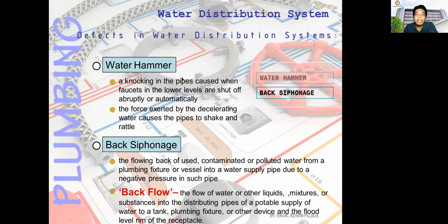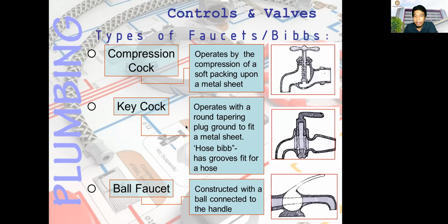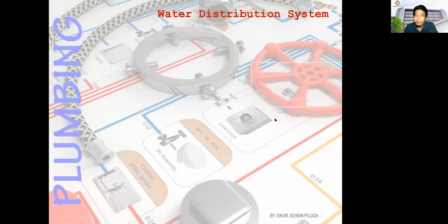For water hammering, for example, you have this faucet. Here, you install a T fitting, and then you extend a pipe here. You extend a pipe and then cover it with a cap or a plug. So the water hammering can be eliminated.